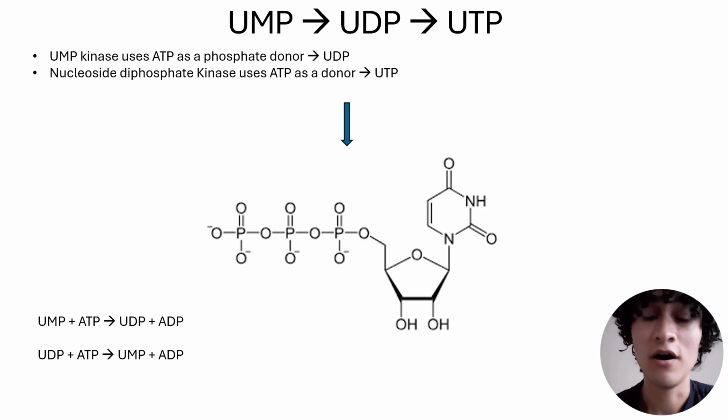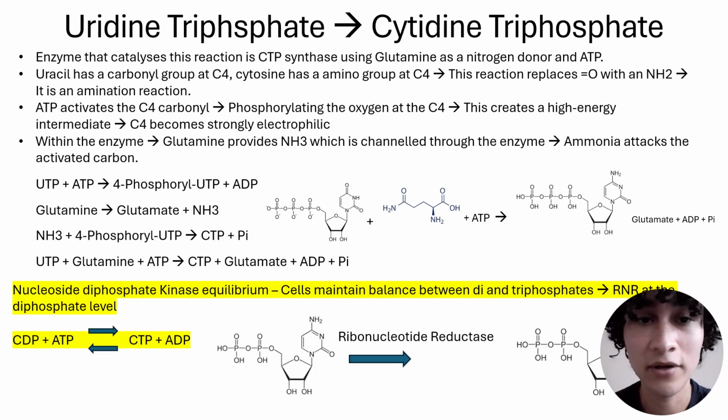But in order to get our thymine and our cytosine, we need to undergo stepwise phosphorylation, because this process happens at a triphosphate level to give us our uridine triphosphate, and then we're ready to branch out into forming our thymidine triphosphate and our cytidine triphosphate. So now we're going to look at the synthesis of cytidine triphosphate from uridine triphosphate.